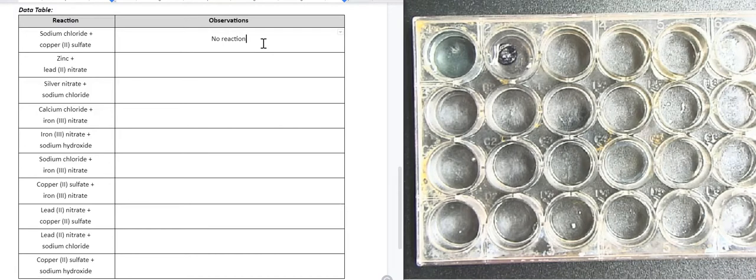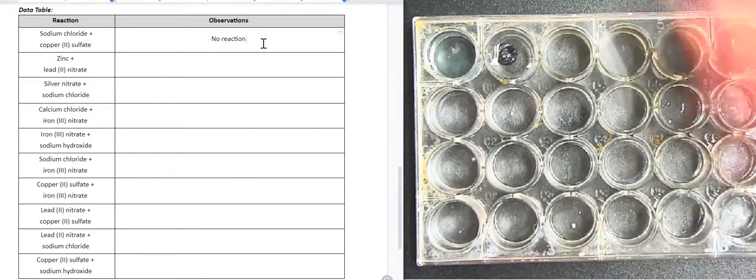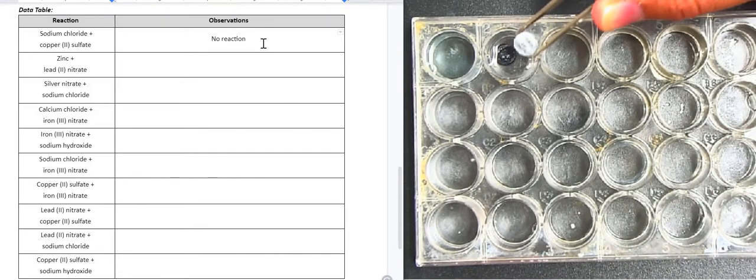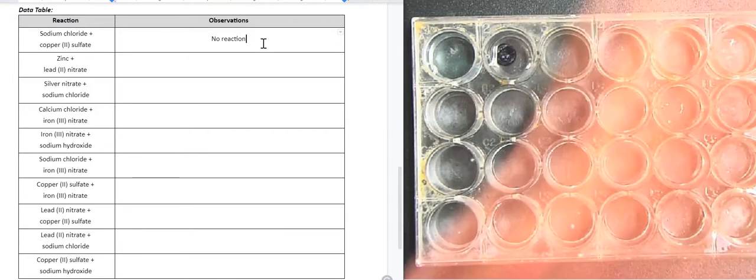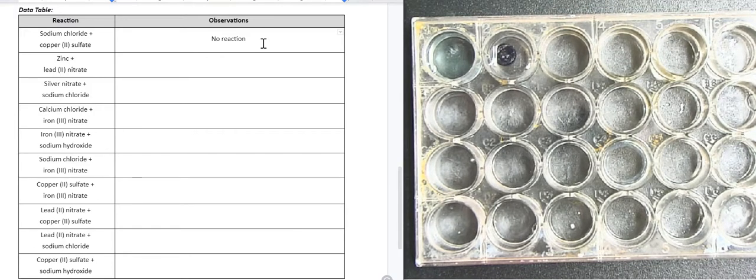So take a look at what's happening with that metal, that solid that I put in there. So here is what the zinc looked like initially, and then what do you notice now? A reaction is definitely taking place. A color change is occurring. Alright, zinc started out silver. That solid now looks black. Next reaction, silver nitrate.